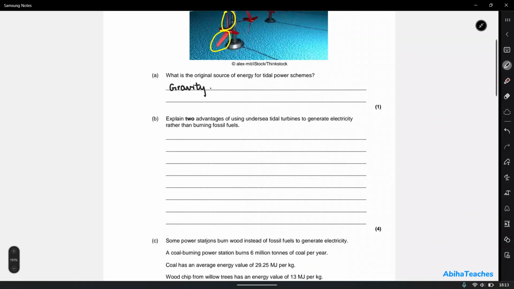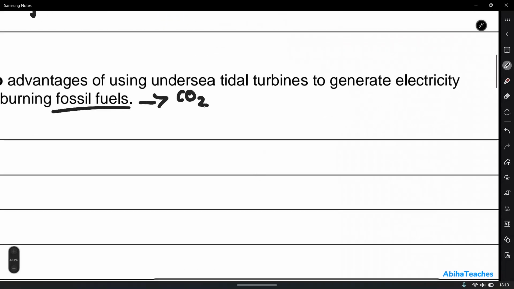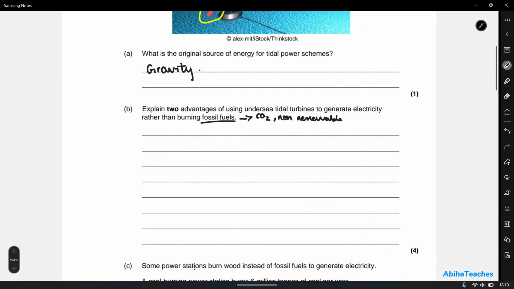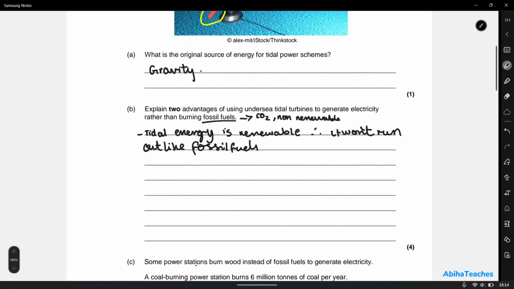So, what do we actually know about fossil fuels? Well, we can just quickly annotate that fossil fuels release CO2, they are non-renewable, and release other pollutants. So we can say that tidal energy is renewable, therefore it won't run out like fossil fuels. This gives us 2 marks.